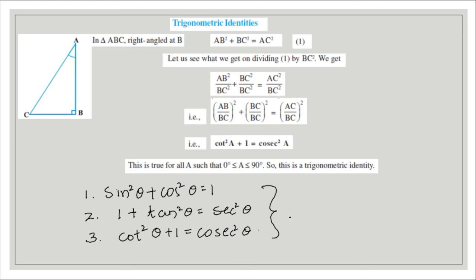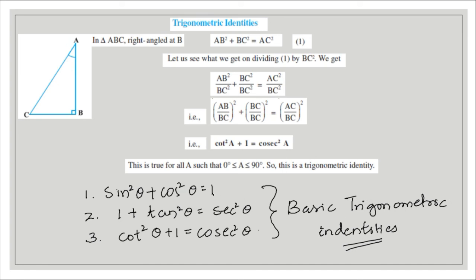With these three basic trigonometric identities, we are going to arrive at many identities. We can express one particular trigonometric ratio in terms of the other.